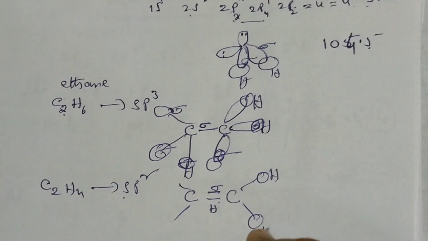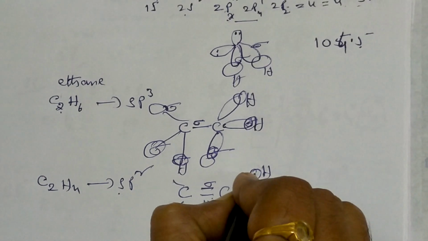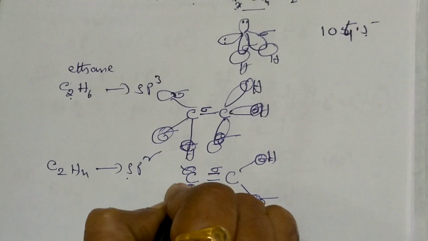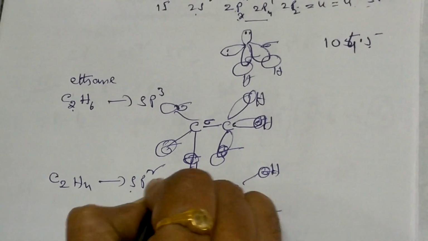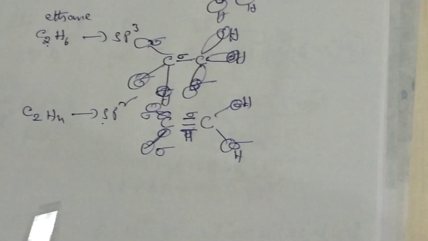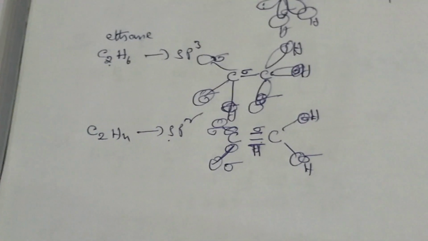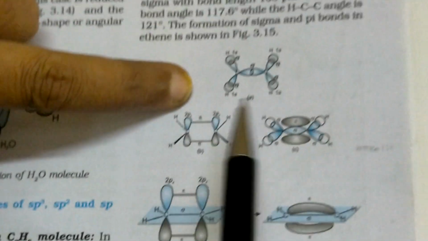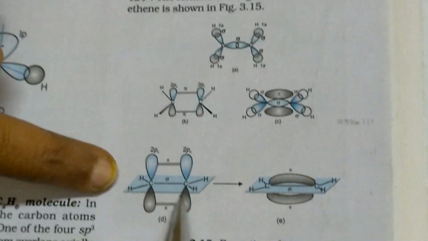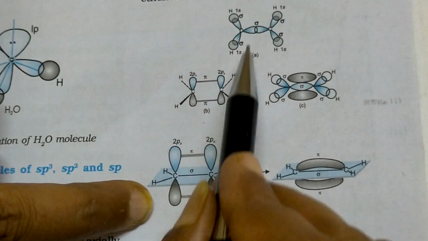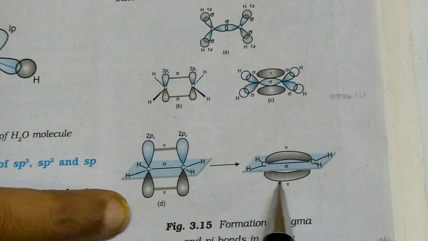These are sigma bonds, the hydrogen sigma bonds. This is a pi bond. This is sp2 hybridization. See, drawing it may not be clear, but here you can see this. This is the one sigma bond and one pi bond at the bottom. You finally see in one C, sigma bond and pi bond. This is the final structure.